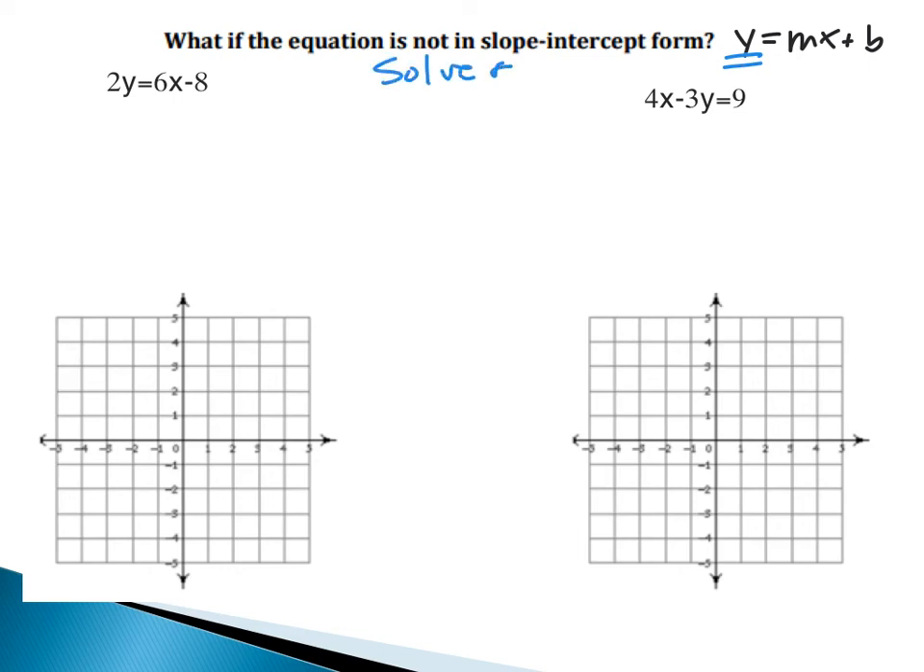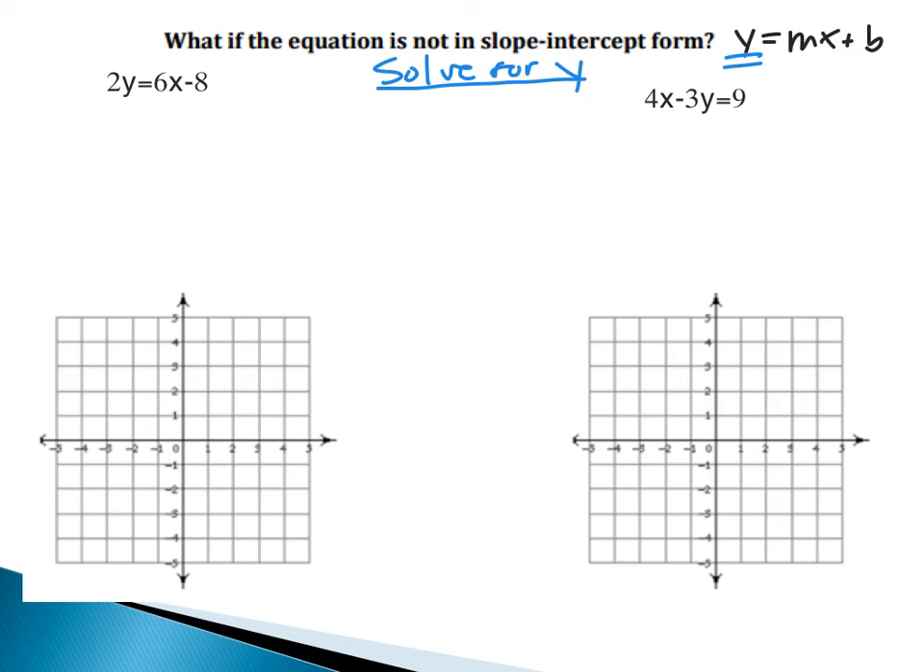So we learned this skill last chapter, solving an equation for y. So hopefully this is a little review. So the first equation, I have 2y equals 6x minus 8. Y is not by itself. It has the 2 with it. So I got to get rid of this 2.